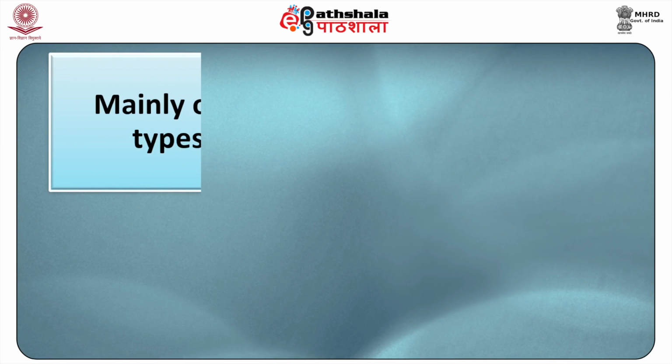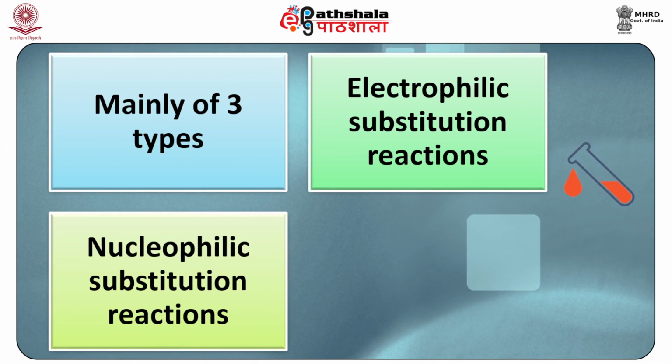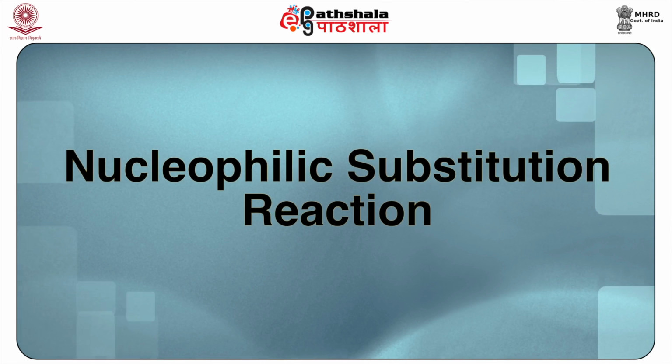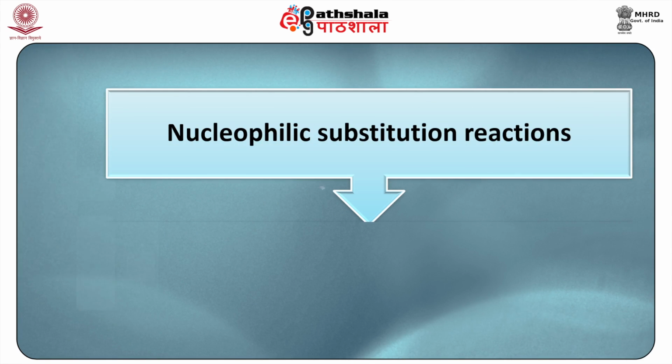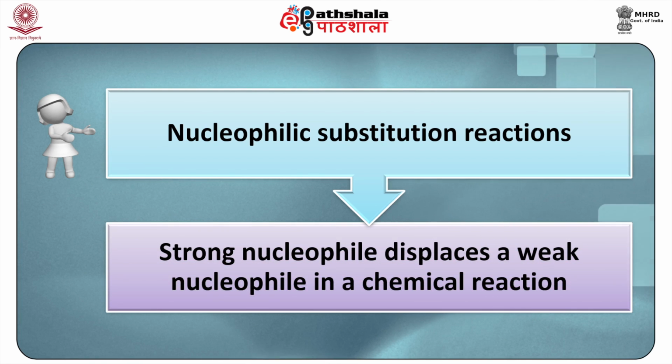Substitution reactions, you know, are those reactions in which one atom or a group of atoms in a chemical compound is replaced by another atom or a functional group. It can be mainly of three types: electrophilic substitution reactions, nucleophilic substitution reactions, or free radical substitution reactions. Let us see first nucleophilic substitution reactions. In nucleophilic substitution reactions, the strong nucleophile displaces a weak nucleophile, and the reactivities between any two reactants will depend on the mechanism they follow to give the product.